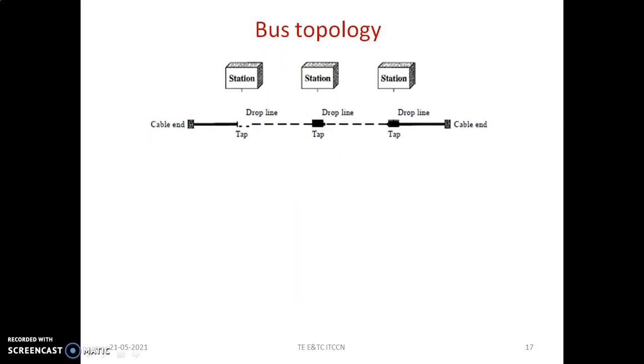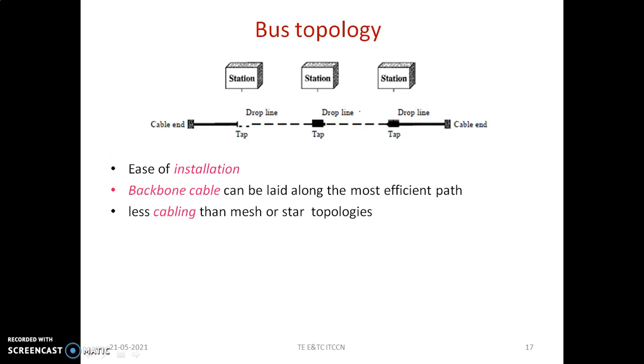This is also another way we can show the diagram or pictorial representation of the bus topology. Again, the cable extends from this end to this end, and in between, stations are connected with drop lines. So what are the benefits? It has easy installation. The backbone cable can be laid along the most efficient path. Less cabling than mesh and star. Yes, it is obvious, as it is a multi-point connection and the main line is shared.